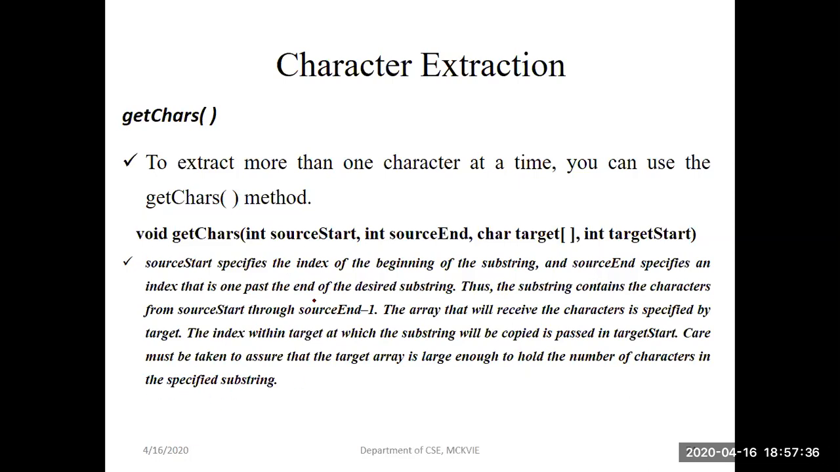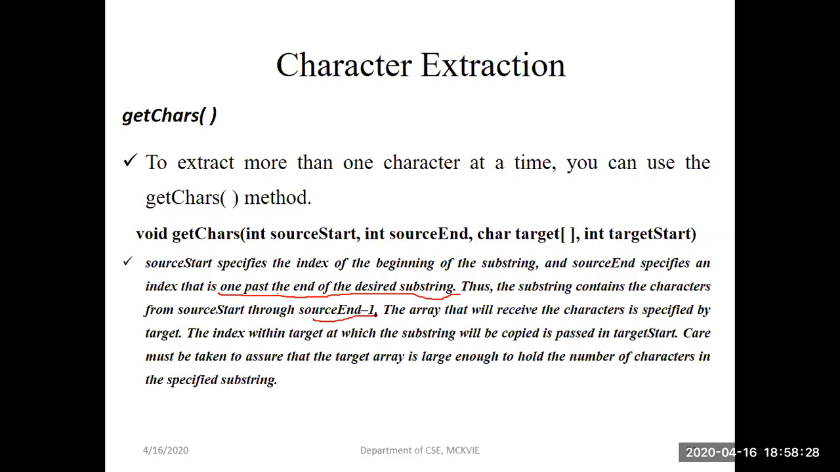Look, source start specifies the index of the beginning of the substring, and source end specifies an index that is one past the end of the desired substring. That is another important thing that I forgot to mention. Say you have given source start 2 and source end 5. That means the extracted elements are from index 2 to 4, not 5, because it is one past the end of the desired substring. Thus the substring contains the characters from source start through source end minus 1.